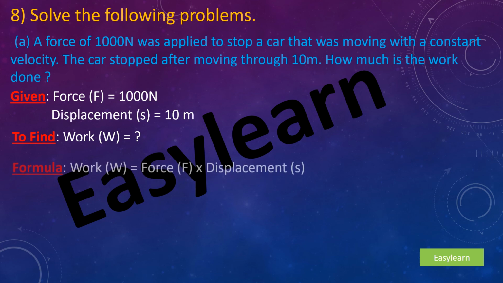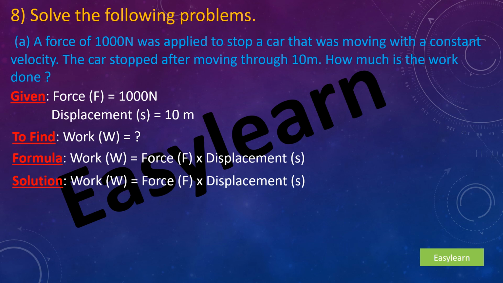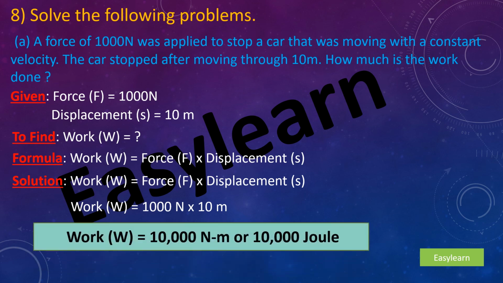So the formula for work is W is equal to force into displacement, that is F into S. Therefore solution is W is equal to Fs. Force is given 1000 Newtons. Displacement is 10 meters. So the answer is therefore work done is 10,000 Newton meter or 10,000 joule. Joule is one more unit for work.